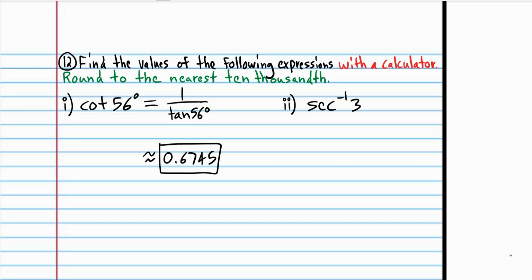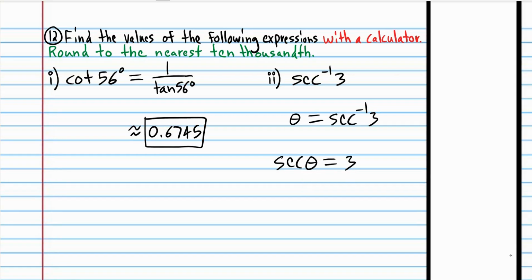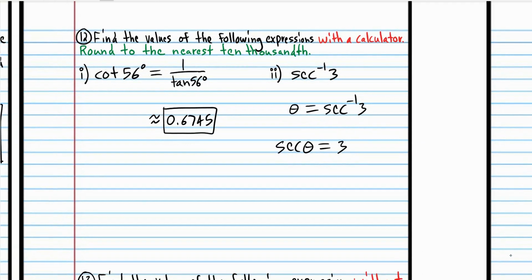Okay, we're back. So this represents an angle because we have the secant inverse symbol there. So we're going to set it equal to theta in order to help us understand what the problem is even asking in the first place. That notation is used to find the solution to this equation. So we're really looking for the angle that you can plug in to that equation to give us 3.